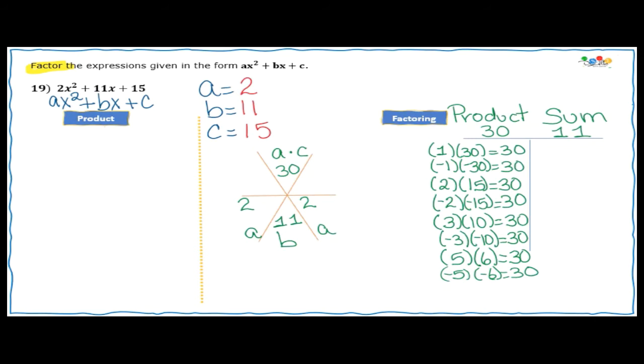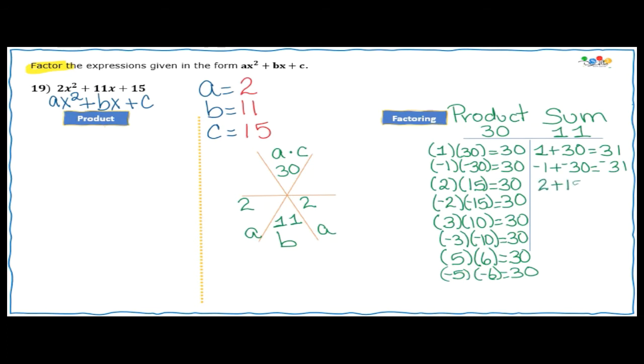So now let's go to the sum. I'm going to do the same process that I did earlier. 1 plus 30 gives me a 31. That's far away, right? Far away from 11. So let's go on. What about negative 1 plus a negative 30? Well, I get a negative 31. Yes, negative 31. What about the next one?